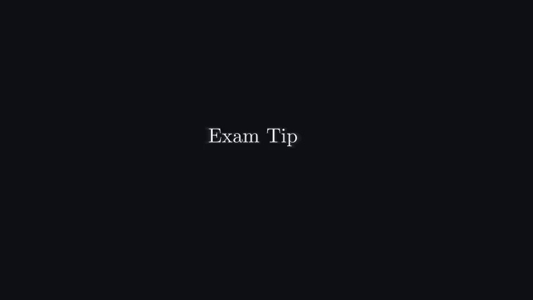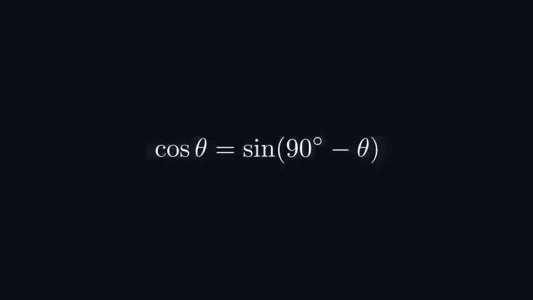Exam tip. When you see sine of A equals cosine of B, think of complementary angles. That means A plus B equals 90 degrees. You can also remember the identity: cosine of theta equals sine of (90 degrees minus theta).